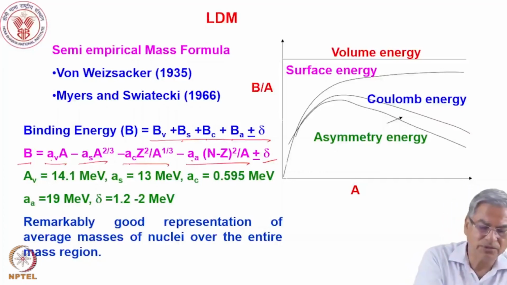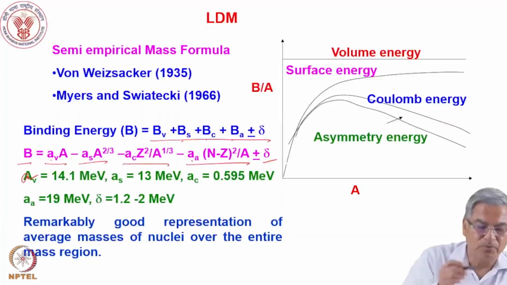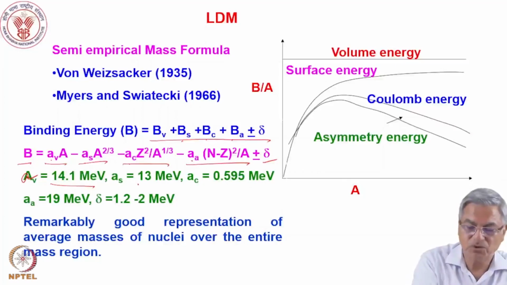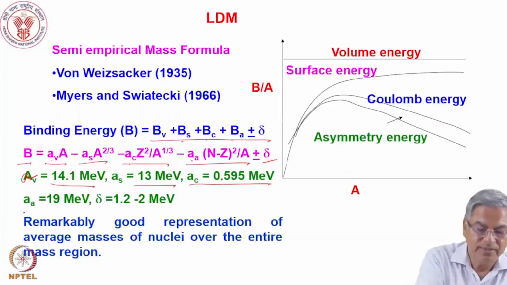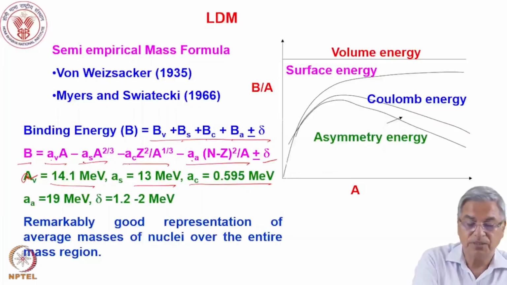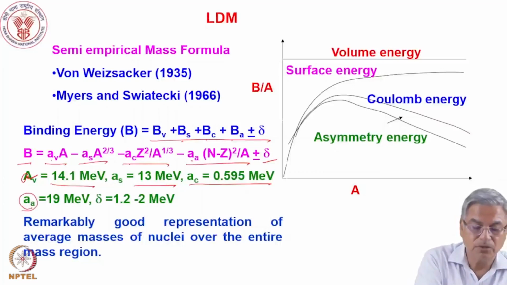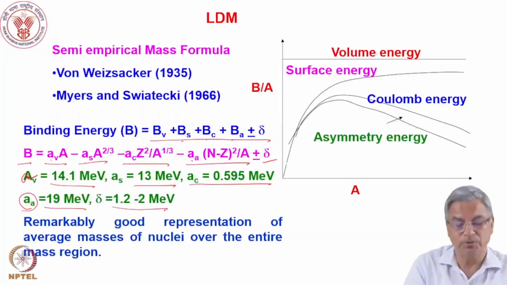So these are the terms. AV, it is a small a. The volume energy constant is 14.1 MeV, surface energy constant 13 MeV, Coulomb energy constant 0.595 MeV. You can see here, it's all binding energy. The other things are constants, so they do not have any dimensions, and the dimensions of energy come from these constants only. Asymmetry term constant 19 MeV, and delta, the pairing energy, 1.22 MeV.